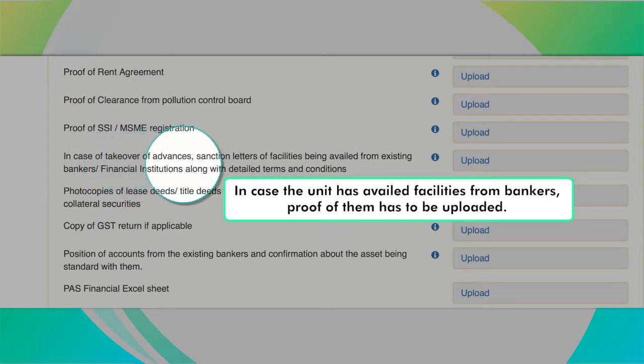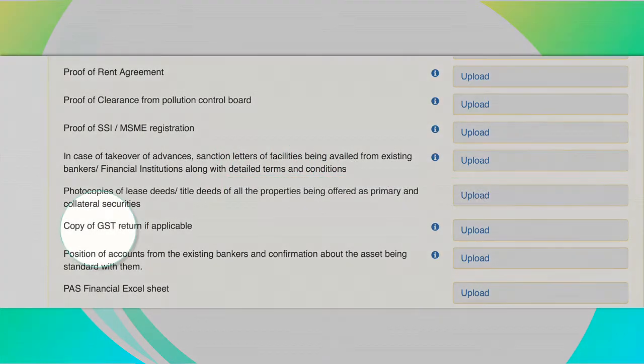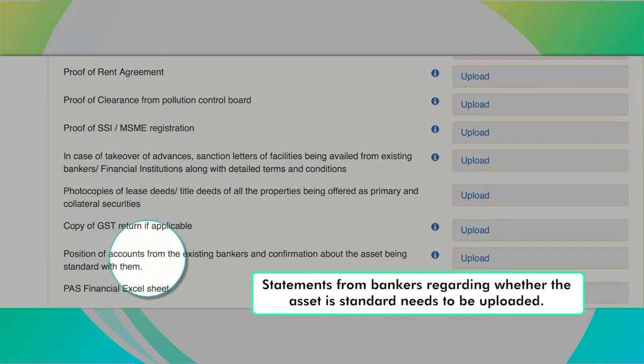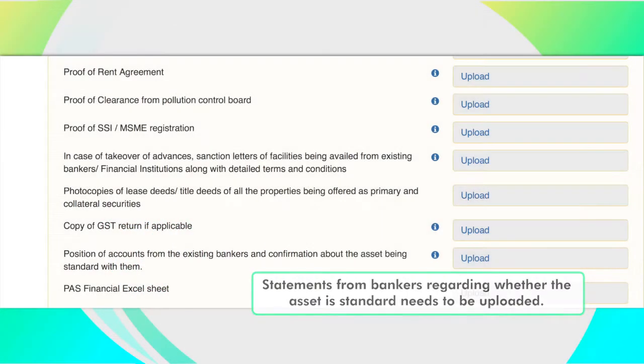In case the unit has availed facilities from bankers, proof of them has to be uploaded. Copy of GST return needs to be uploaded. Statements from bankers regarding whether the asset is standard needs to be uploaded.